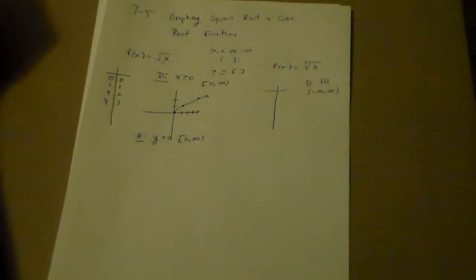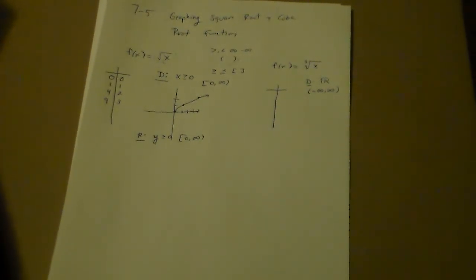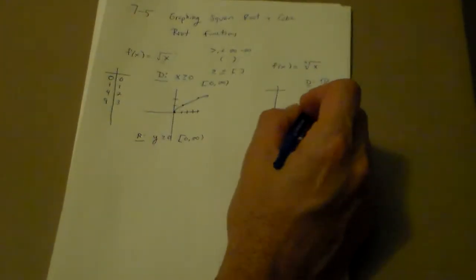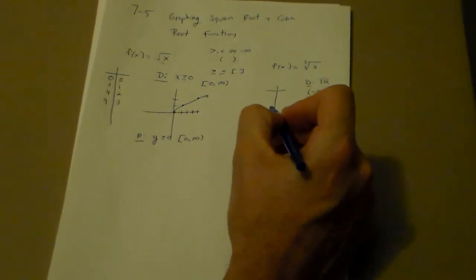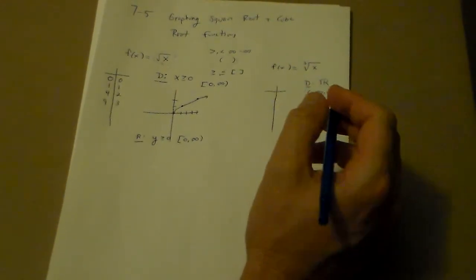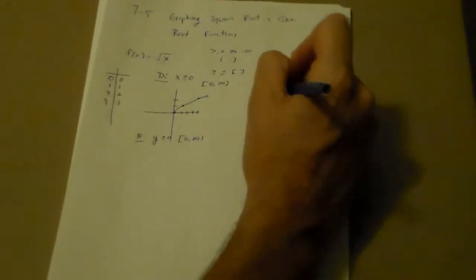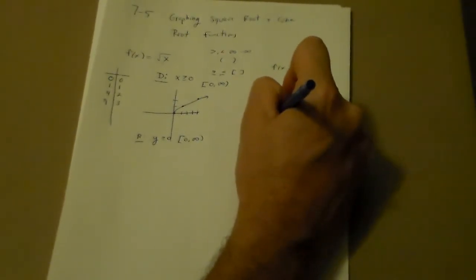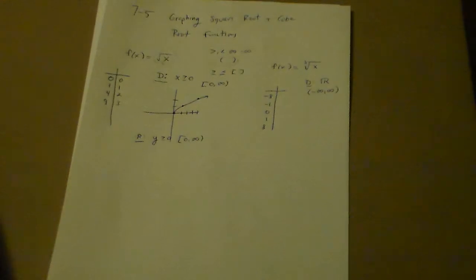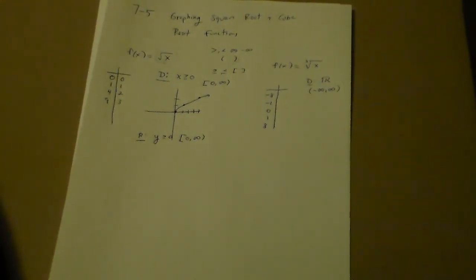That would be incorrect. So because I can plug anything in, positives and negatives, I need to pick some negatives here and I need to pick some positives. So I'm going to pick negative 8, negative 1, 0, 1, and 8. Because those are all cubes.